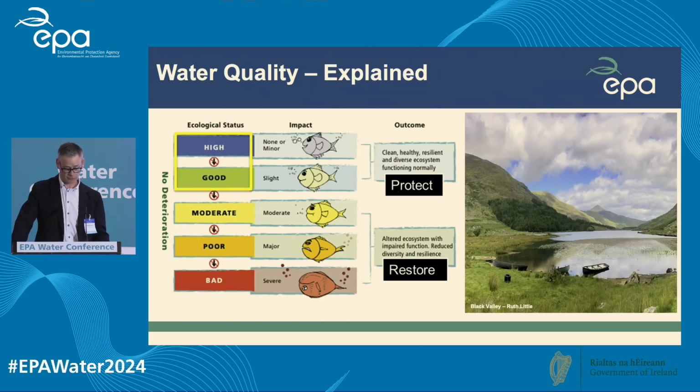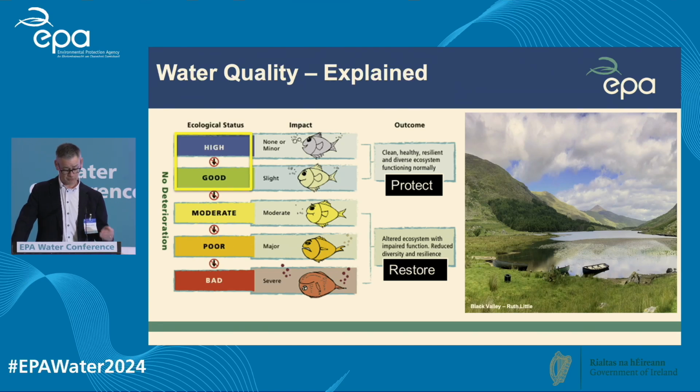So still staying with water quality, I spoke about the status classes there: high, good, moderate, poor, and bad. When we look at them, we see how they impact on the ecology, and that's the main thing we're looking at. We have our little cartoon fish there, and it's just a way of illustrating the ecological impacts, really. I have a box drawn around high and good, because that's where we need to be. We need to be in high and good ecological status nationally. As illustrated by our happy fish, these are clean, resilient, diverse ecosystems that are functioning normally, and we really need to protect those ecosystems.